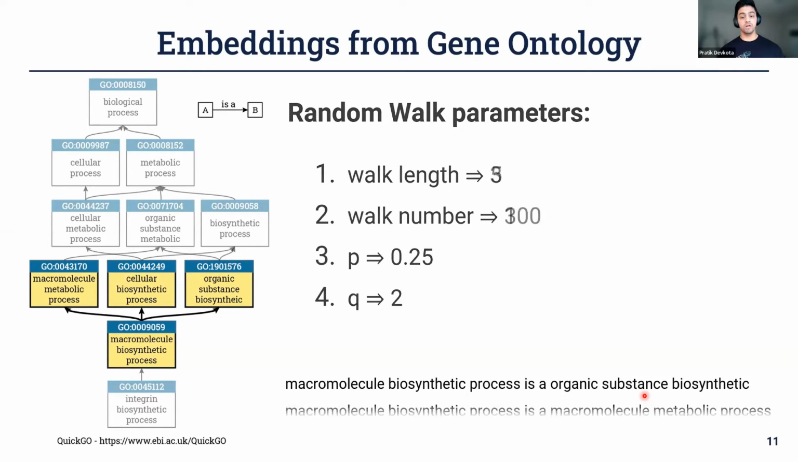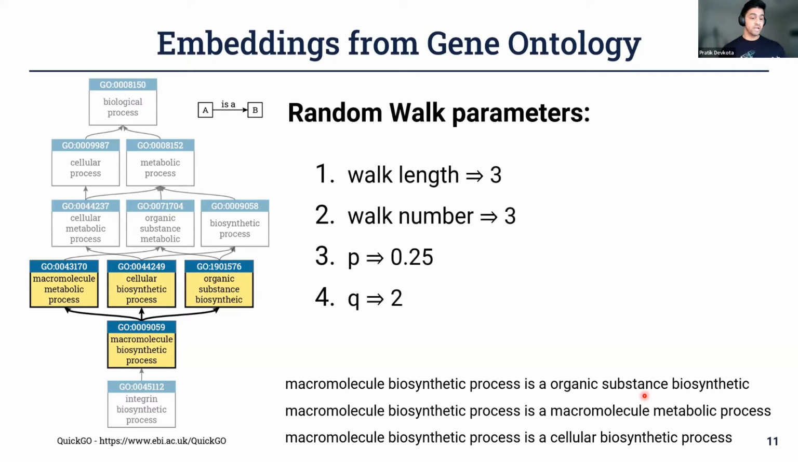And after random walk, we will get context like this. In this case, I have kept walk length and walk number fairly simpler for demonstration purpose. But with this method, we will get context like the one listed here.